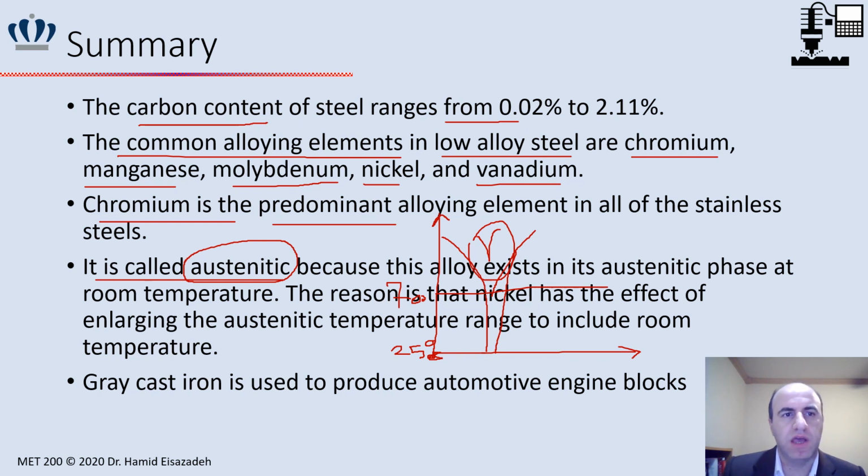The next takeaway is that gray cast iron can be used for automotive engine blocks because of its 3 benefits. It can absorb the vibration. It has a good lubrication property, and it has a low ductility.